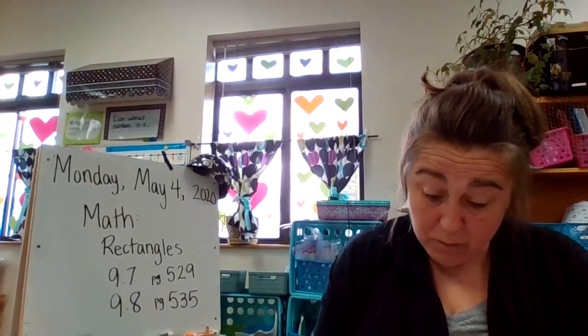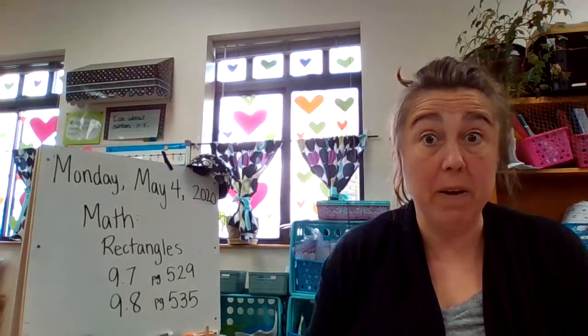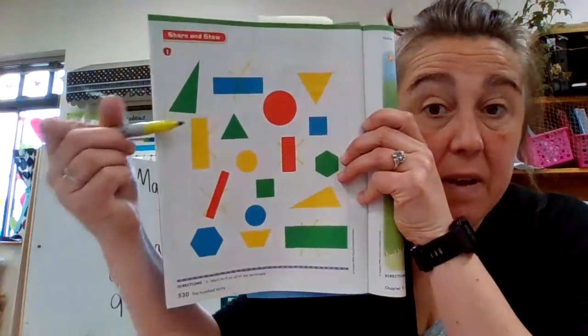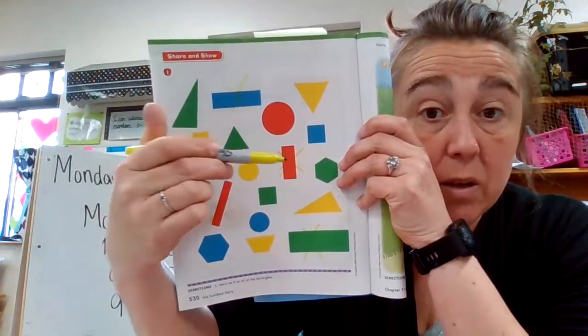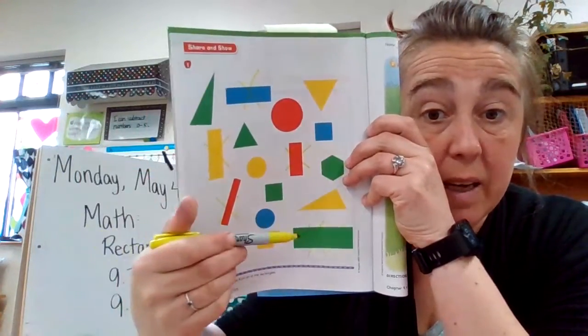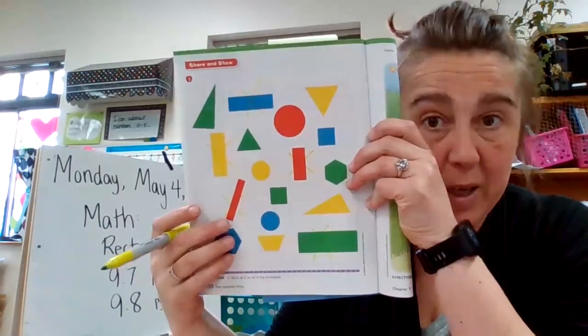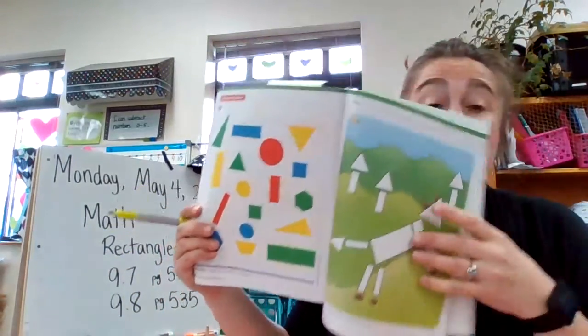I see at least 2 more. Are you ready to hold it up and compare it? Look at yours and look at mine. I found a yellow rectangle, a blue rectangle, 2 red rectangles, and a green rectangle. Awesome job, you guys. Go ahead and turn the page.